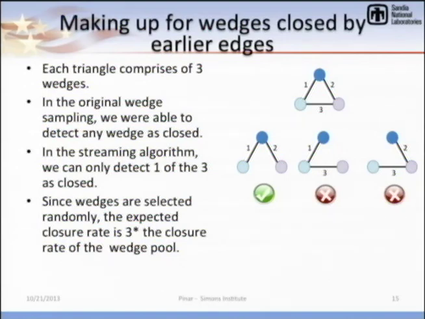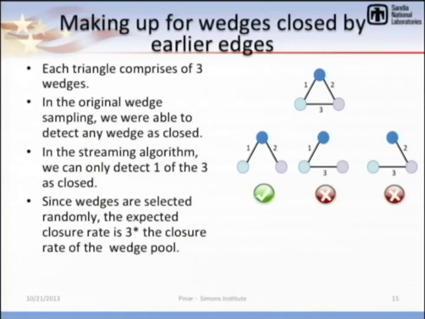All right, there's one more thing I need to explain. I said I want to multiply the ratio of closed wedges by 3. And why did I do that? If I was doing wedge sampling, the initial version, let's think about the triangle at the top. I have edges 1, 2, 3, and they come in that order, 1, and then 2, and then 3. And if I'm doing wedge sampling, I pick any of those wedges, and I can see that I can detect that wedge to be closed.